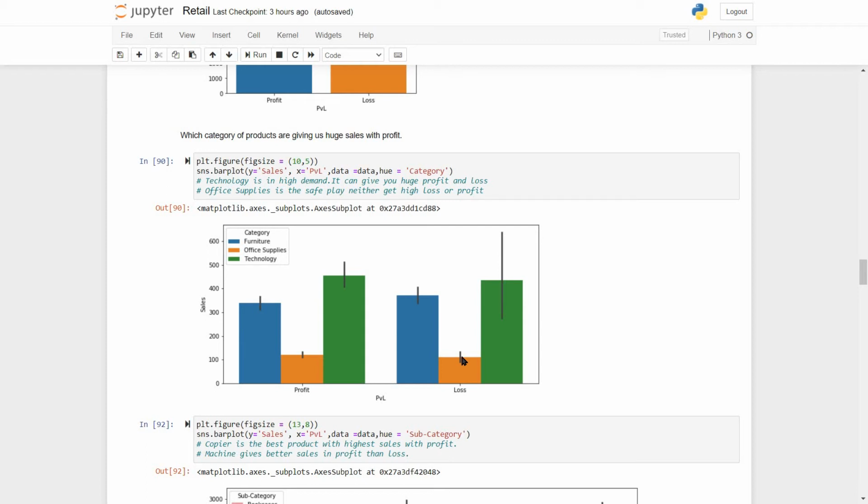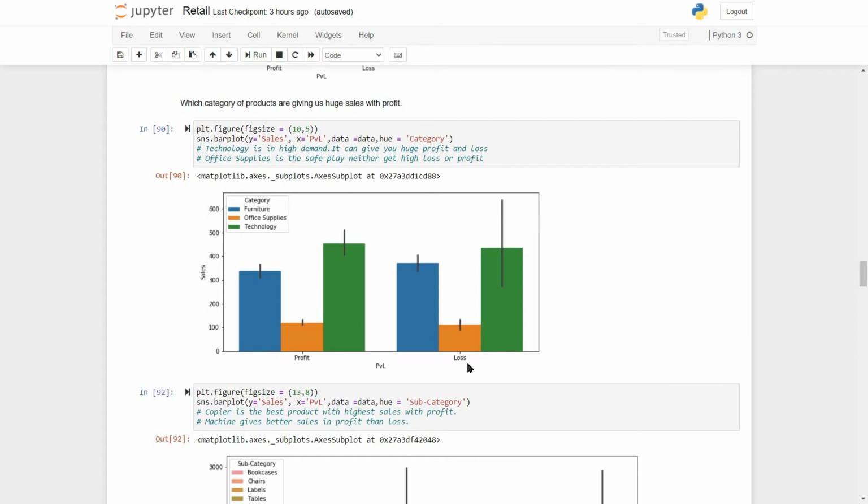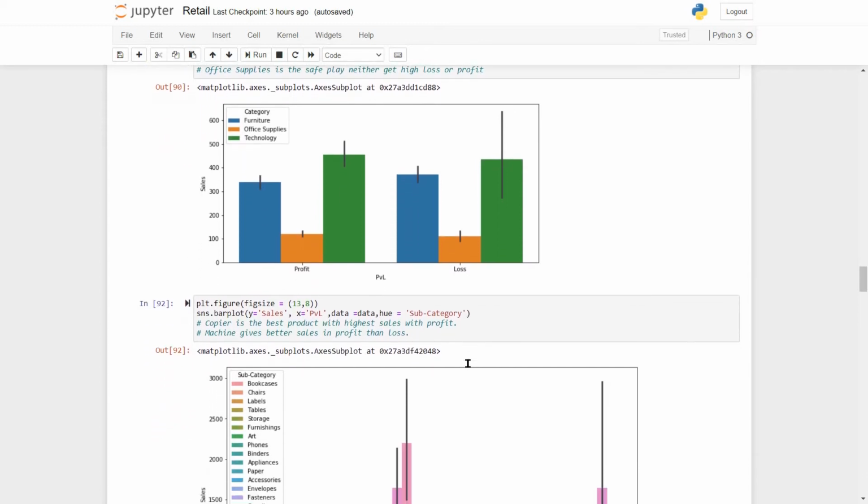It is adventurous to invest in technology, as it can give you huge profit. On the other hand, it can give you huge loss as well. But in the case of office supplies, it is a very safe play. You don't get that big a profit, but you don't lose that much either. So it is a safe play if you sell these products.